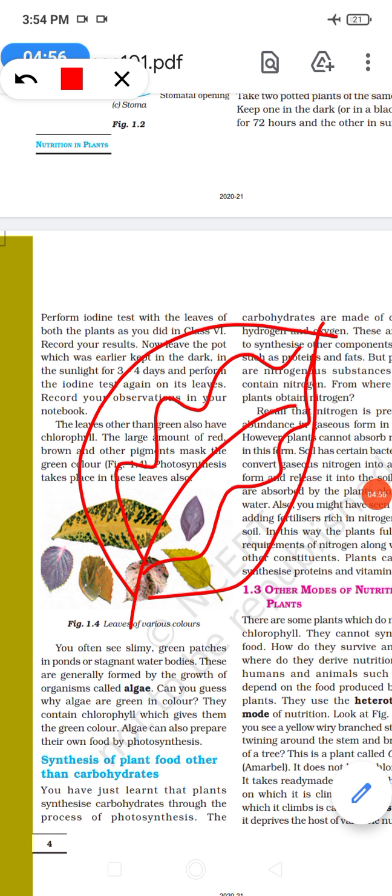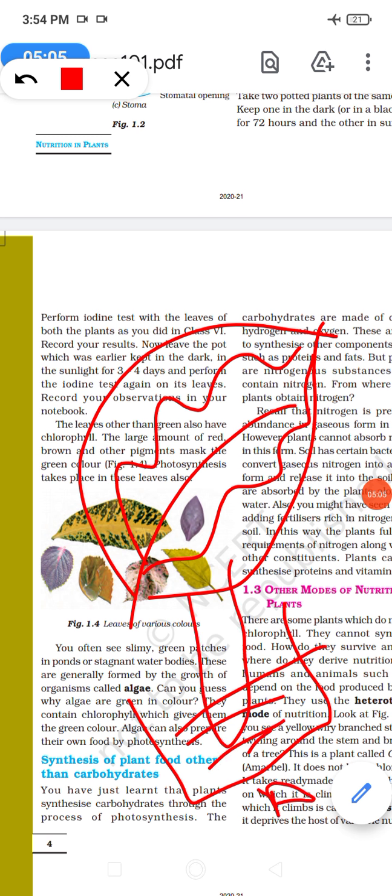So boiling alcohol means what? I take a hot water bath. I boil water there, take a test tube, fill it with alcohol, and inside this alcohol I'll pour the leaf. I'll put the leaf and I'll wash it. It will get decolorized. All the chlorophyll will get removed.